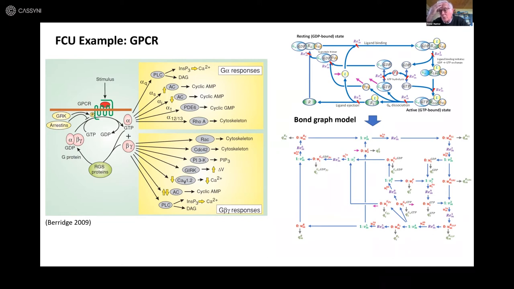Biochemists typically don't worry about energy conservation, but that is a mistake. You absolutely have to conserve energy if you want these models to be useful in a whole body physiological sense. So physiology is all about physics, and at this level, the physics is conserving energy and conserving mass. So these bond graph frameworks allow you to do that automatically.